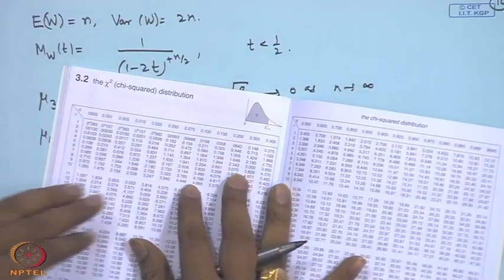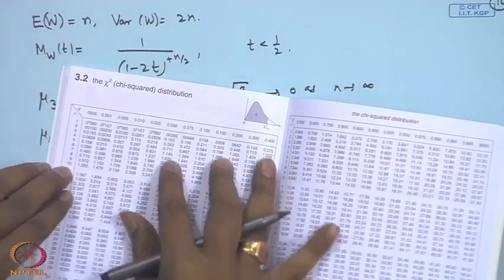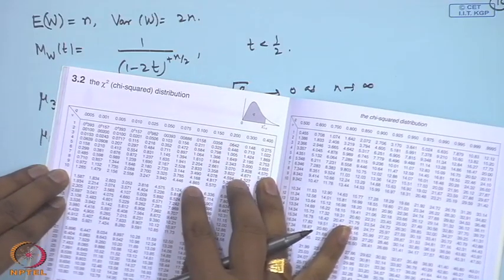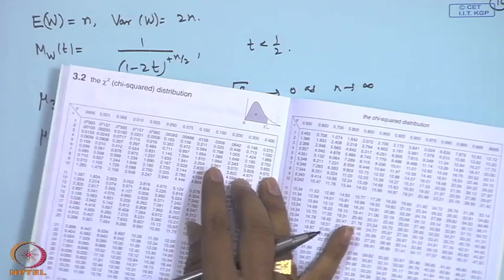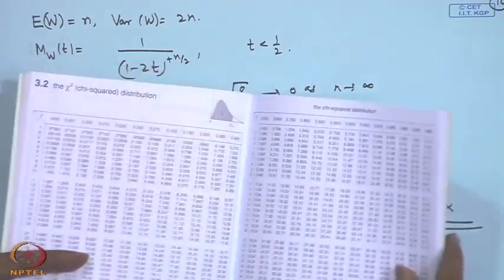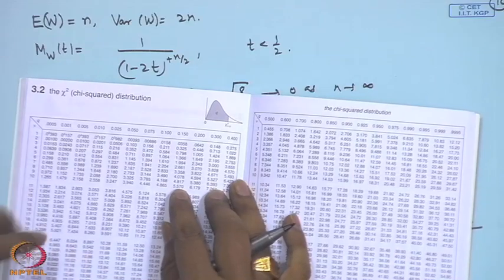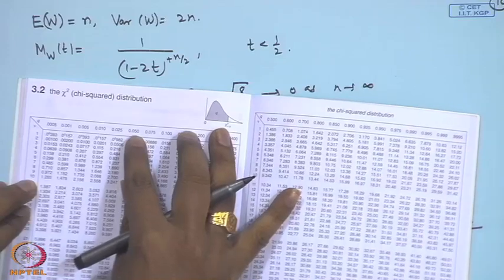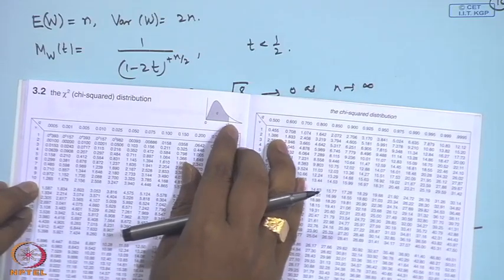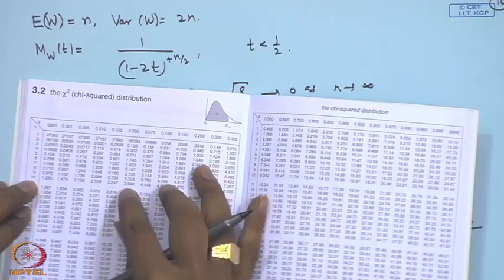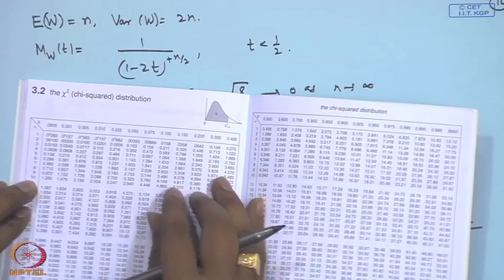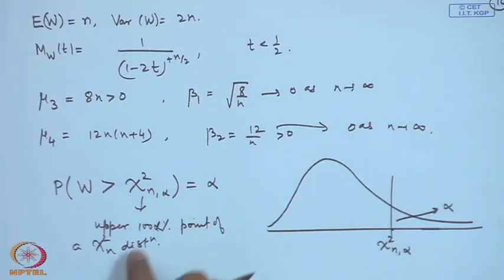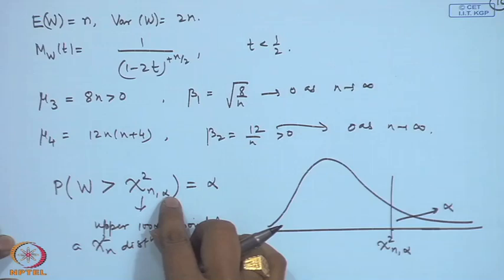For example, if I have n is equal to 10 and alpha is equal to 0.1, then the value is given to be 4.865 and so on. Here, 0.05 is actually 1 minus alpha, so that will be equal to 0.95. For example, the point is 3.94. If I take 0.9, then it is 4.865 and so on. So, the tables of chi square n alpha are given for different values of n and alpha.